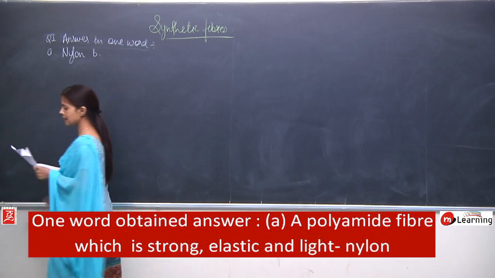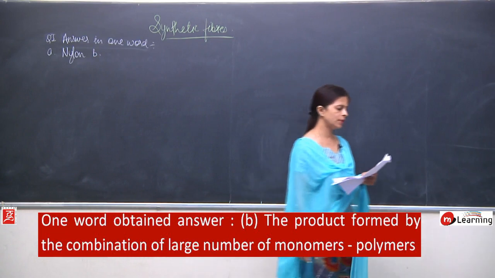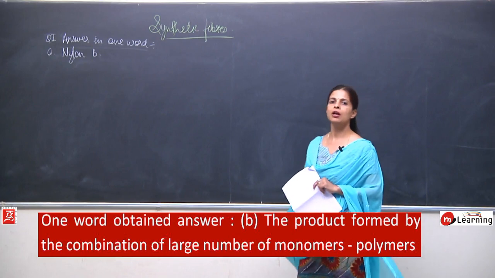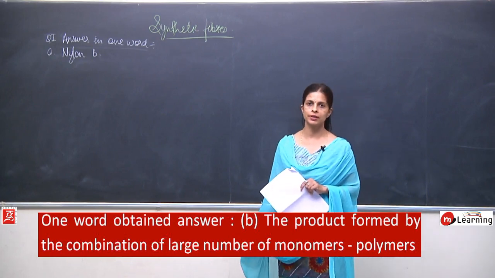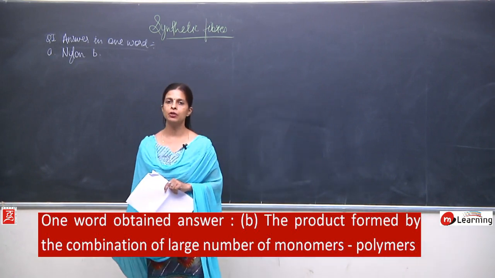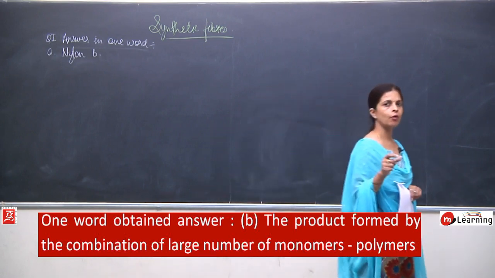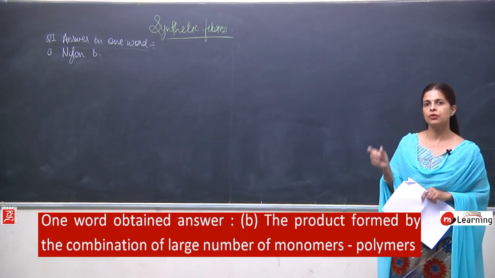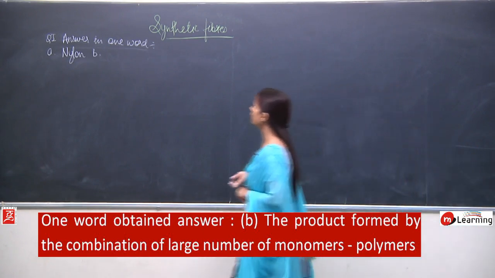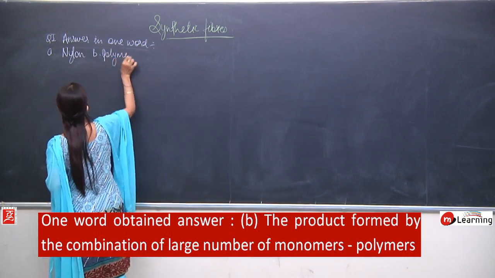I will talk about the second one. The product formed by the combination of large number of monomers. So we know children that the monomers are the smallest unit, isn't it? Monomers are the smallest unit of the fibers, and when many monomers combine, they form polymers. So what is the product which is formed by the combination of monomers? When the monomers combine, the polymers are formed.